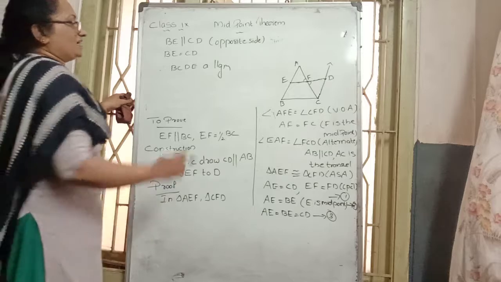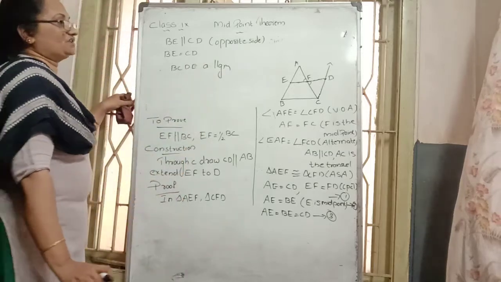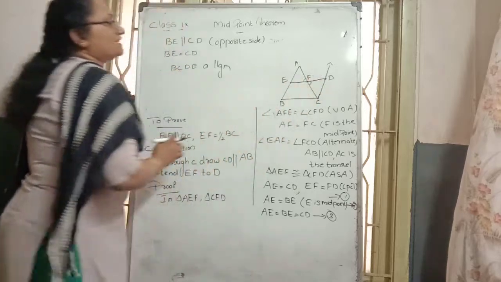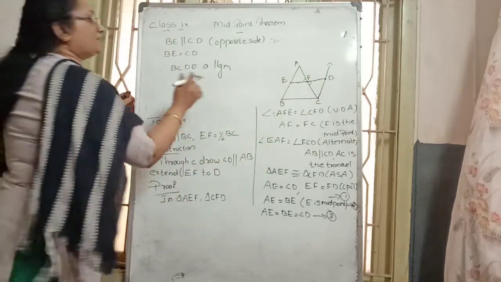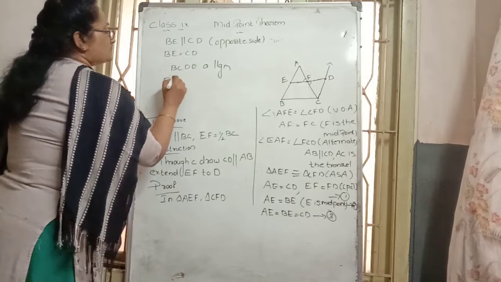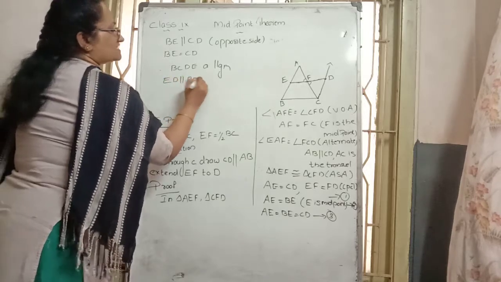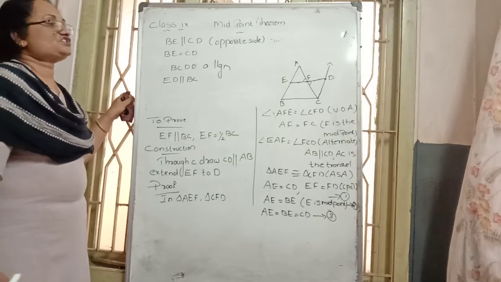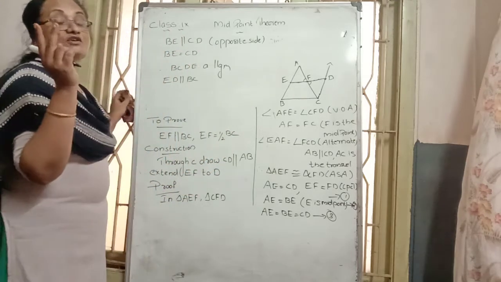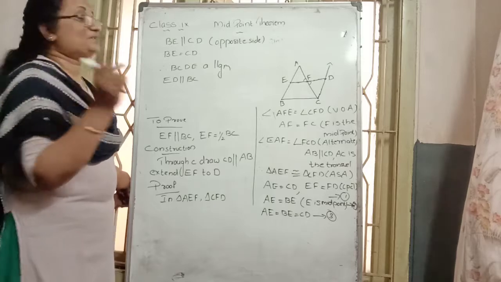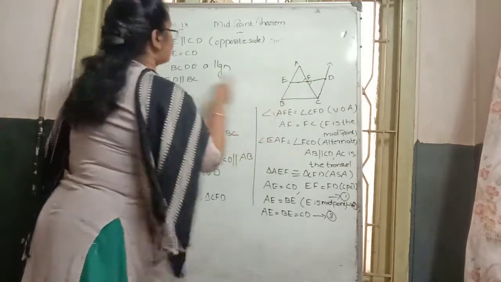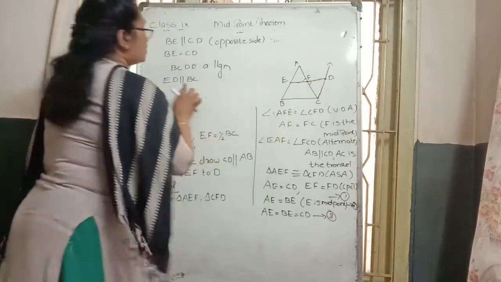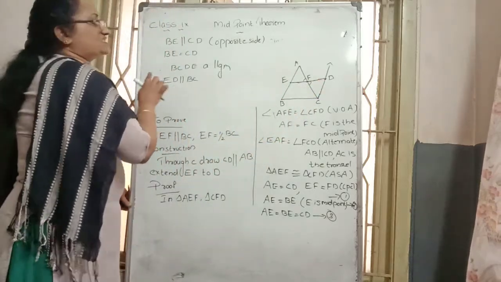Then next, what we can say: ED is parallel to the third side BC. ED is parallel to BC. So this is the second pair of opposite sides of the parallelogram. Which is the second pair? Two pairs of opposite sides make the parallelogram case. The first pair is BE and CD; that part is completed. The second pair is ED parallel to BC, the second pair of opposite sides.